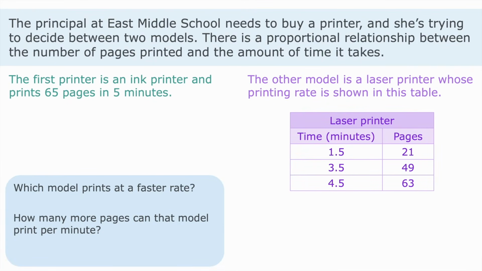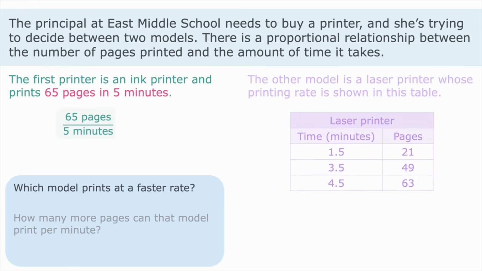The principal at East Middle School needs to buy a printer, and she's trying to decide between two models. There is a proportional relationship between the number of pages printed and the amount of time it takes. The first model is an ink printer and prints 65 pages in 5 minutes. The other model is a laser printer whose printing rate is shown in this table. Okay, first we need to determine which model prints at a faster rate.